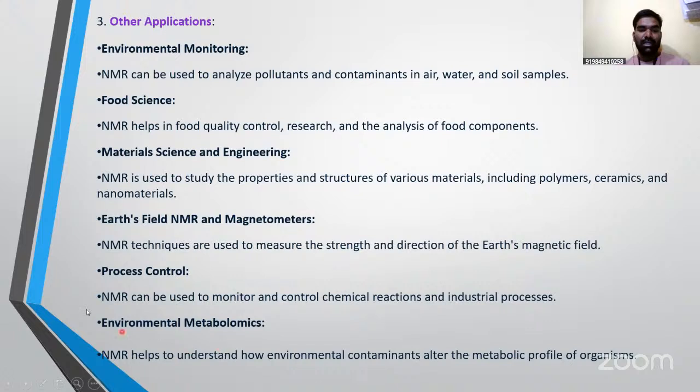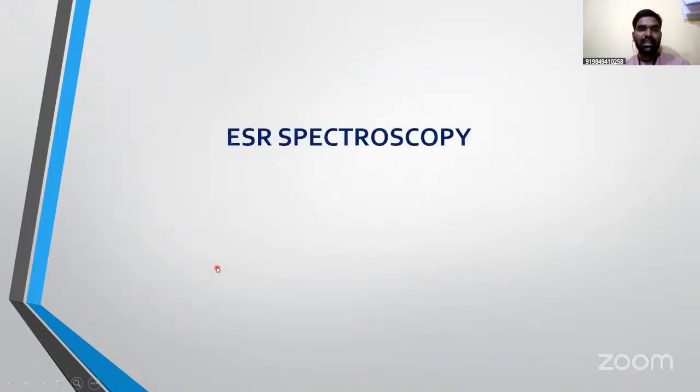Environmental metabolomics. NMR helps to study how environmental contaminants alter the metabolic profile of organisms. It can also be used in environmental metabolomics. Also, process control can be done by using this NMR.